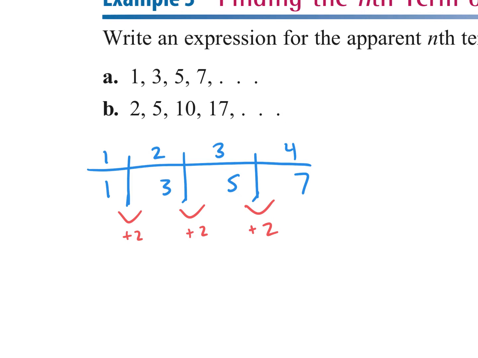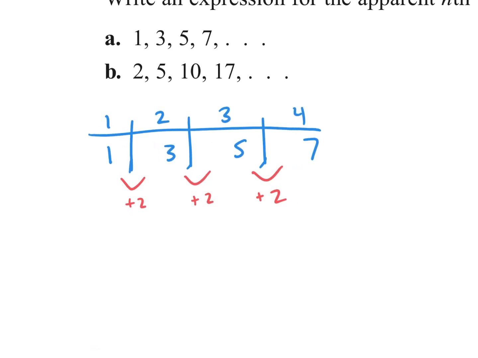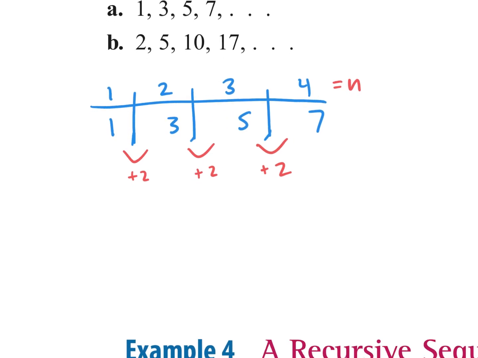So would you write that as n plus 2? No, because n is the numbers up top. These are our n's. So what if I add 2 to 4? Do I get 7? No. But if I add 2 each time, this would be like a linear relationship here. So what's the formula that I use for things that are linear? Y equals mx plus b.